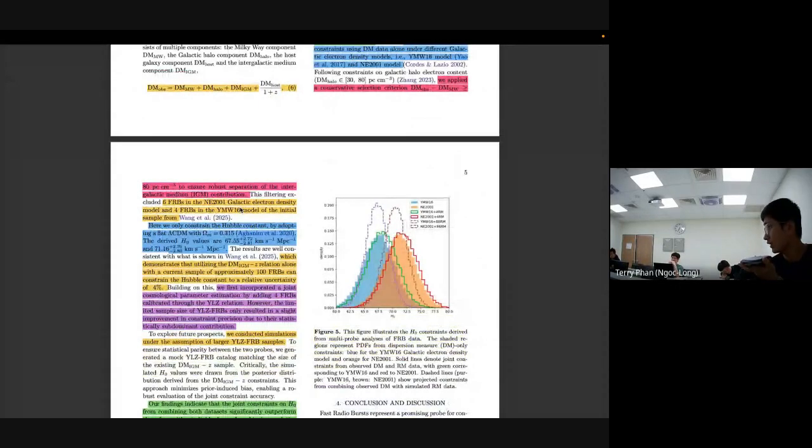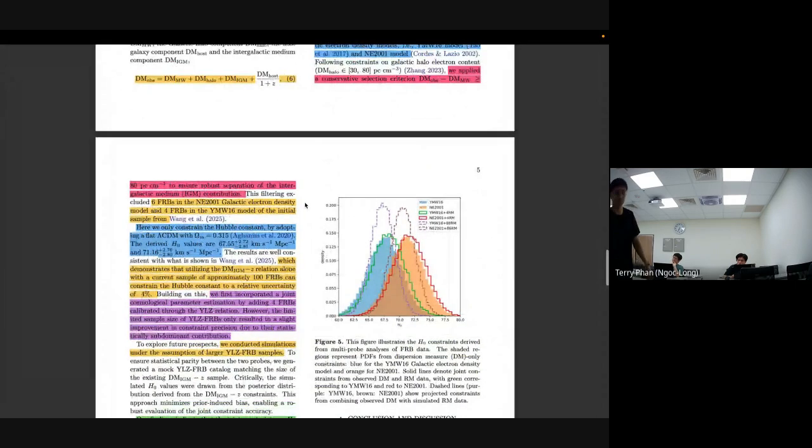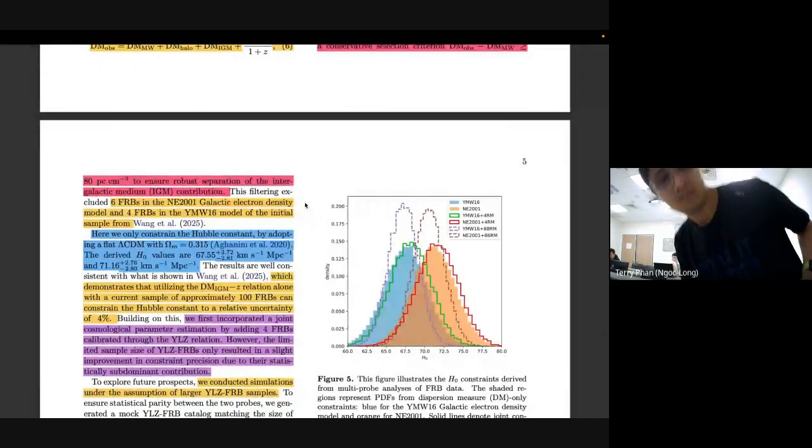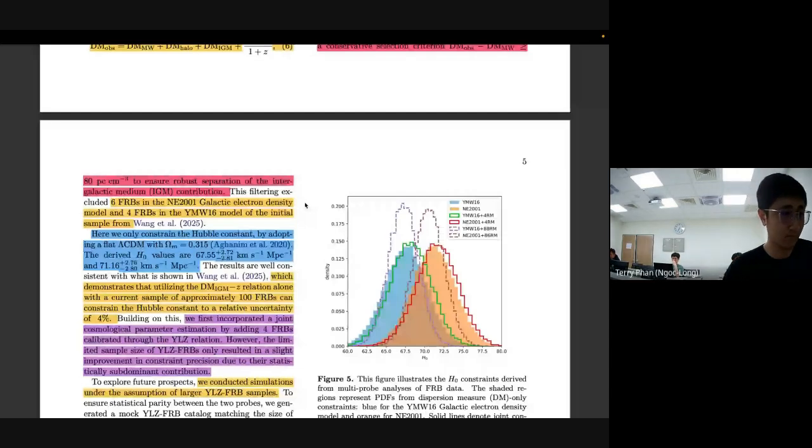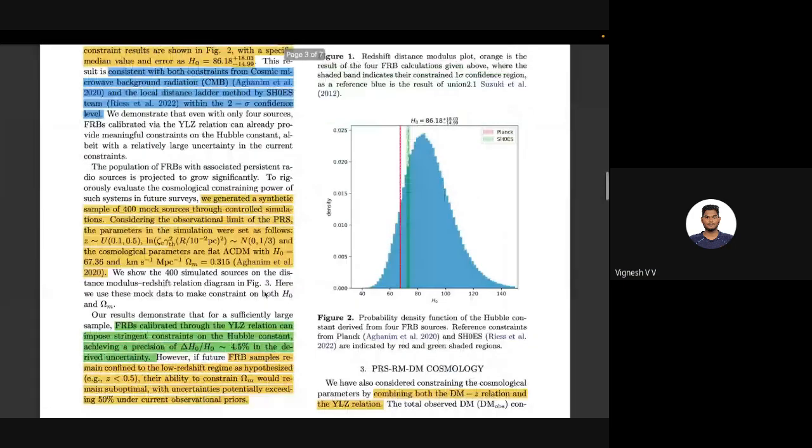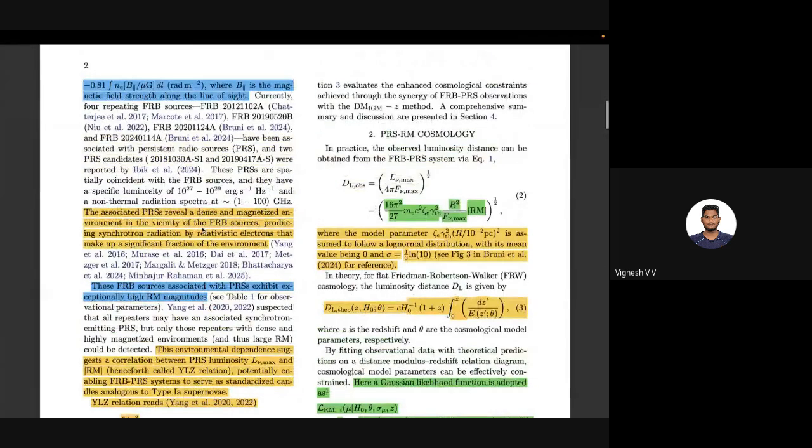Thank you, Vignesh. Are there any questions? What is the physics of this relation? Why are the rotation measure and the luminosity of the source related? I think they didn't mention why this is related, but they said that this relation can be explained by the fact that these only show in a magnetized environment. I am not sure why it is related.